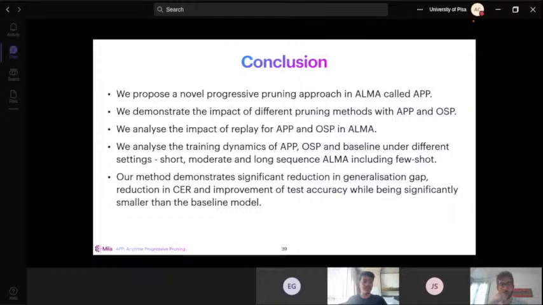Our method also demonstrates a significant reduction in generalization gap, as I showed you, and most certainly, if not, reduces your total CER, and in most cases also demonstrates a strong improvement in test accuracy while being significantly smaller than the baseline model.